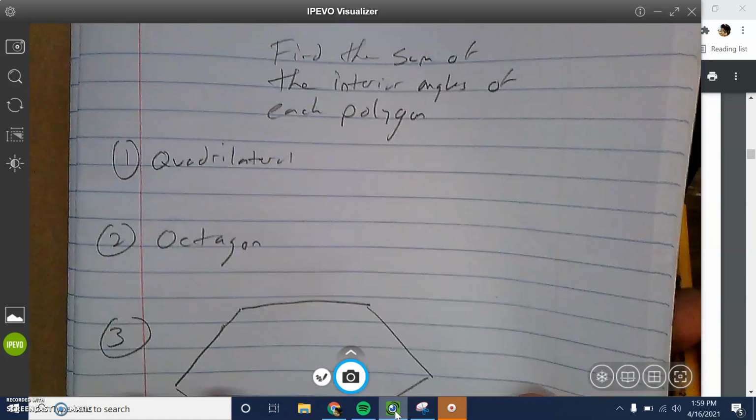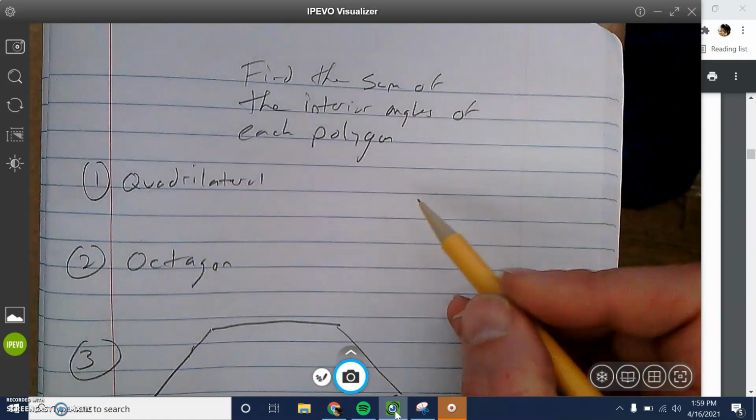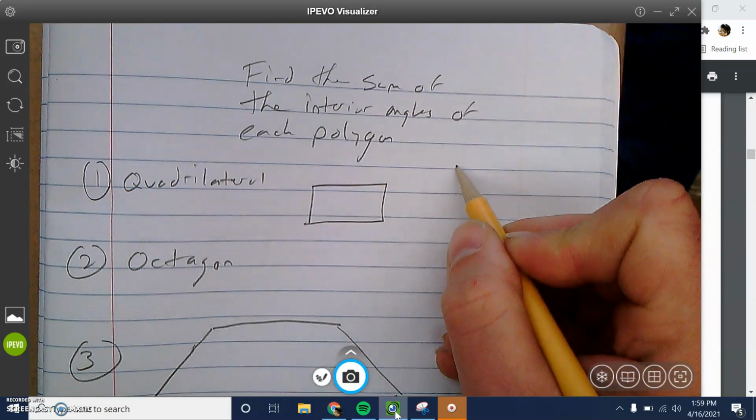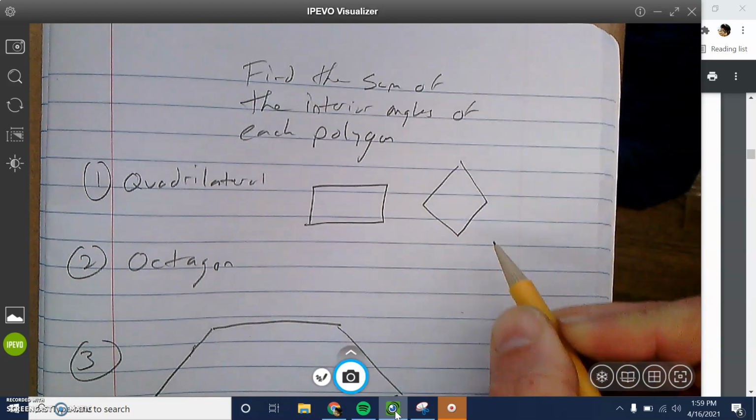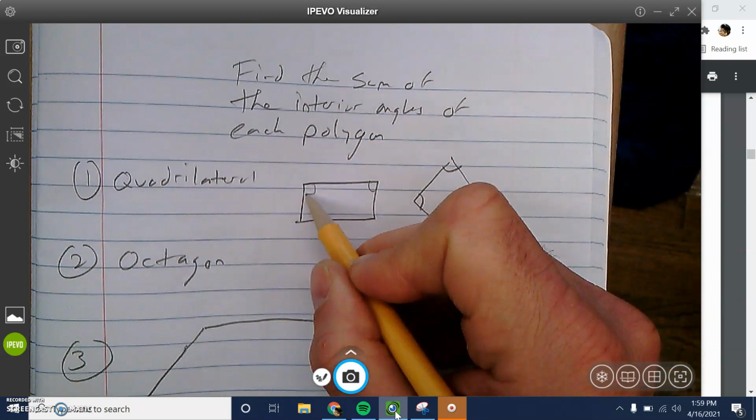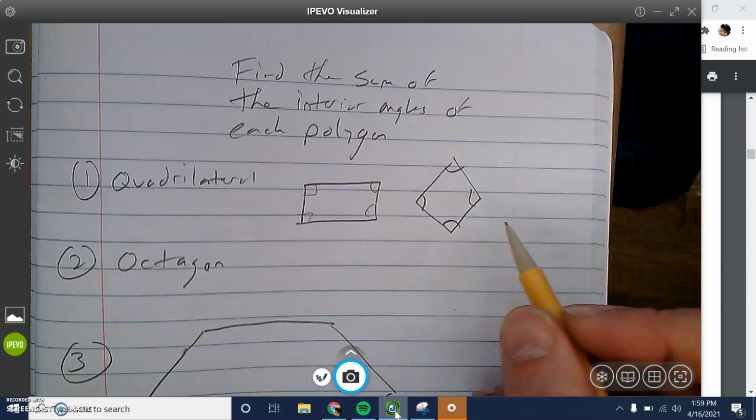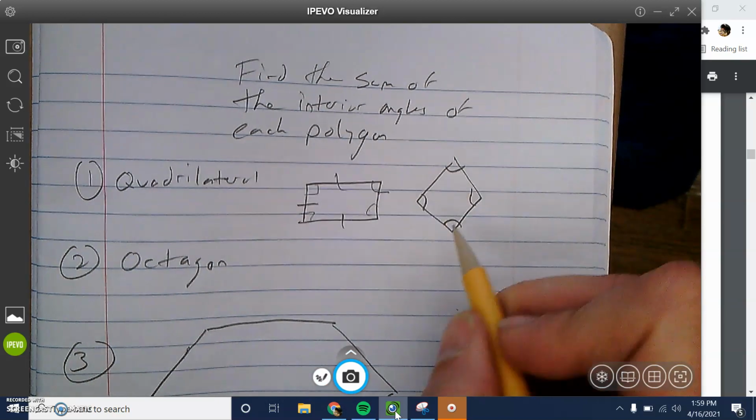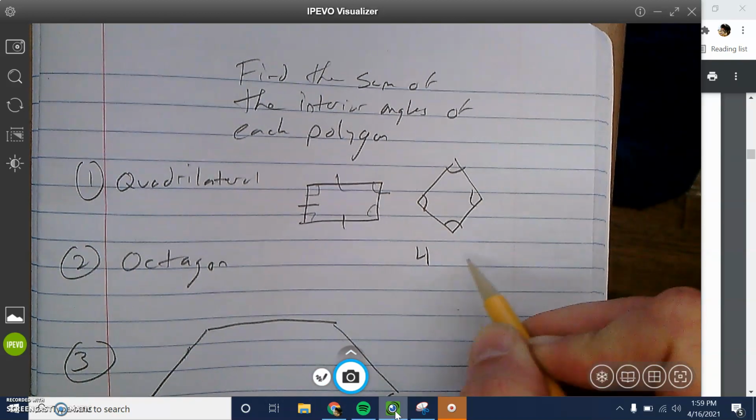All right. So, in a quadrilateral. So, any quadrilateral. So, like this. Or like this. Any quadrilateral. So, all the angles on the inside. Doesn't matter what they are. They always add up to what? Let's figure out. So, a quadrilateral has 1, 2, 3, 4 sides, right? So, that would be 4.